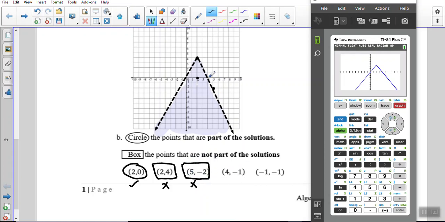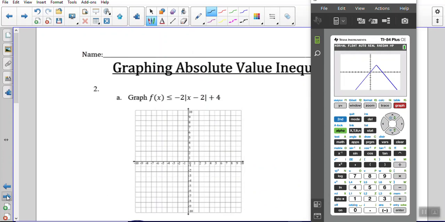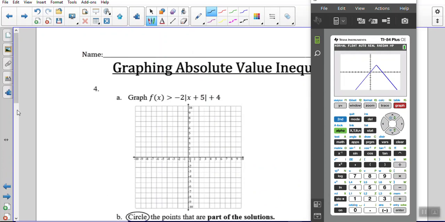4, negative 1. If you notice, it's in the shaded area, so I'm going to circle it because it is part of the solution. Finally, negative 1, negative 1. It's on the dotted line, so I'm going to say this is not part of the solution. There are some more examples if you want to try these, and then let me know if you have any questions. Thanks.